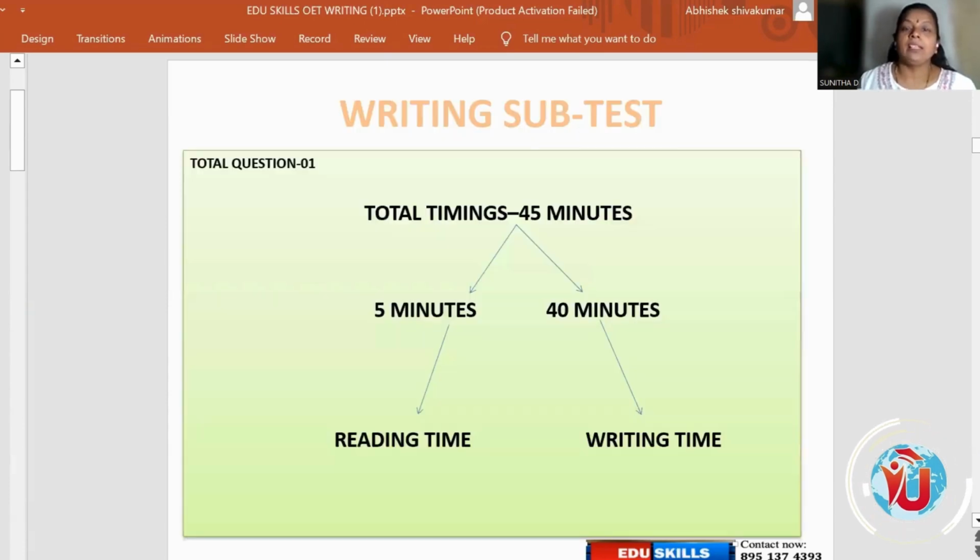In the OET writing subtest, only one question will be there and the total time is 45 minutes. Of that, 5 minutes is reading time, exclusively for reading. During those 5 minutes, you should not use your pencil or mark anything in the question paper. Then 40 minutes is the writing time. You can use your pencils and start writing after 5 minutes.